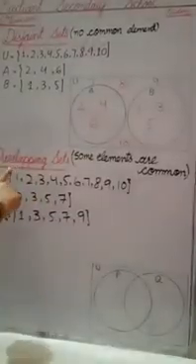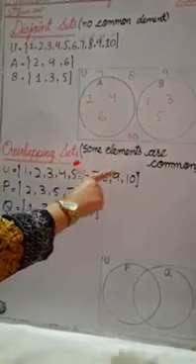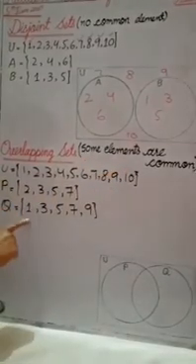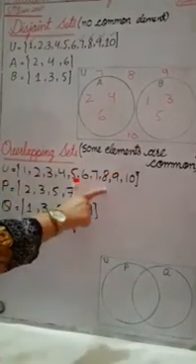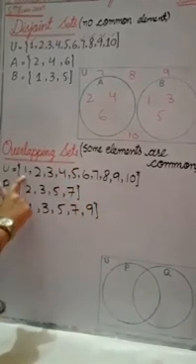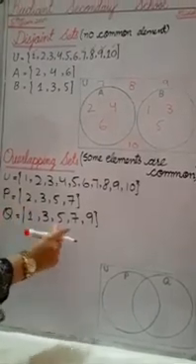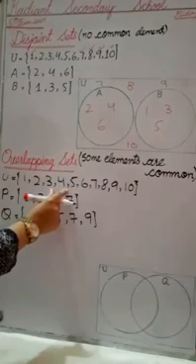Now the second case is overlapping sets. Overlapping means some elements are common. Again, as you can see in this example, this one is the universal set and these two are the subsets of this universal set. The elements of P and the elements of Q are taken from this universal set.